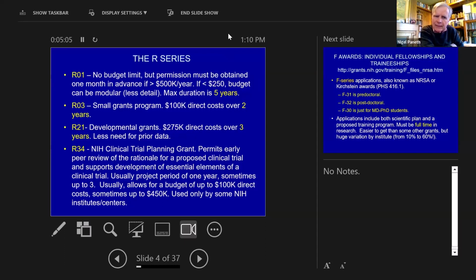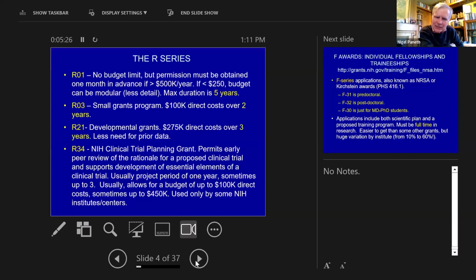The R21 is called a developmental grant. It has a limit of $275,000 over 3 years. There's much less need for prior data, but it's often advertised as you don't need any data, it's just a shot in the dark. You're beginning something. Not quite, as I've seen on study section. You have to have a little bit of something going on.